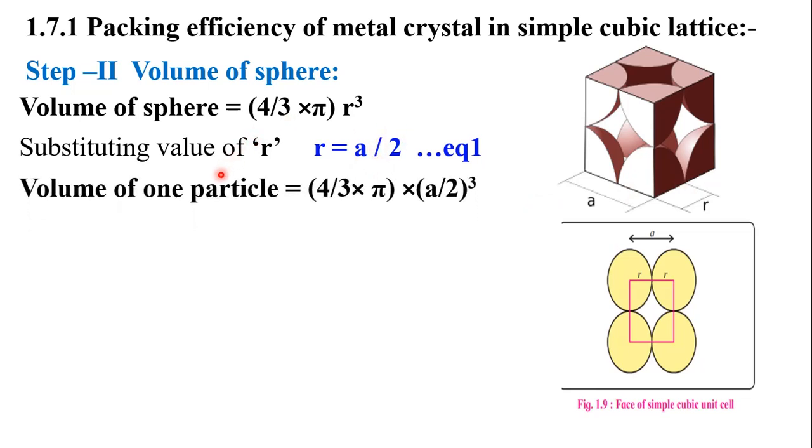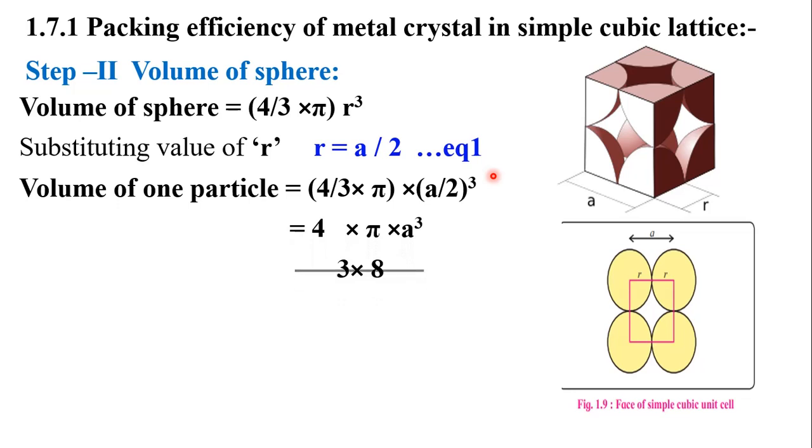So the volume of one particle, you know that in a simple cubic unit cell like this the number of particles is 1. So the volume of one particle is equal to 1 into 4 by 3 pi A divided by 2 whole cube. That is, we have substituted the value of R, A by 2, and its cube will come. So the volume of one particle is equal to 4 by 3 pi into (A by 2) cube.